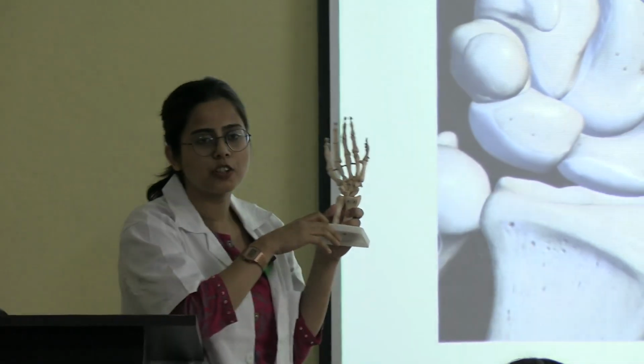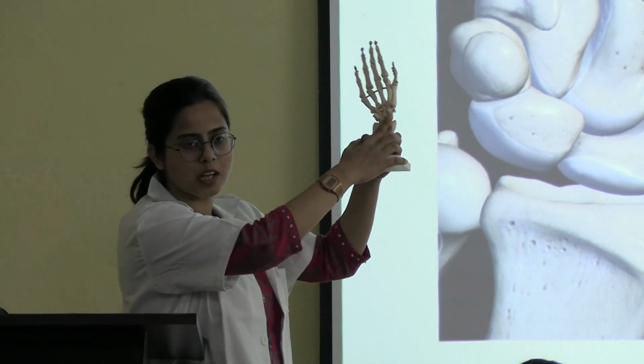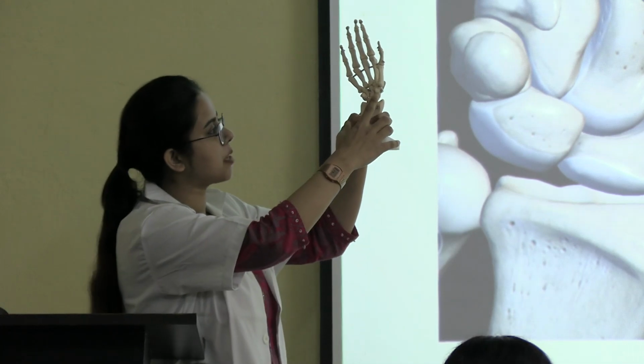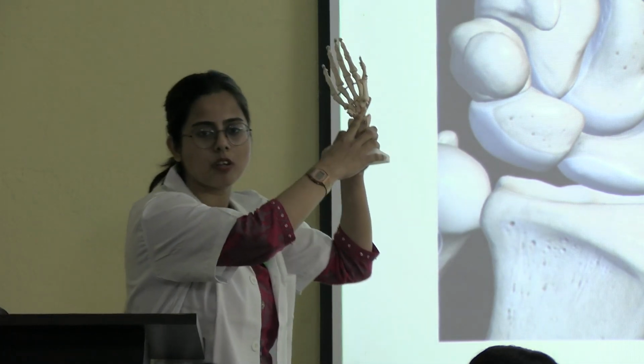How can it get fractured? When we fall on our outstretched hand, it can get fractured. Now, how is the blood supply in the scaphoid bone? The blood vessels come from distal to proximal part. This is the distal part of the scaphoid and this is the proximal part of the scaphoid. So blood supply comes from distal to proximal part.